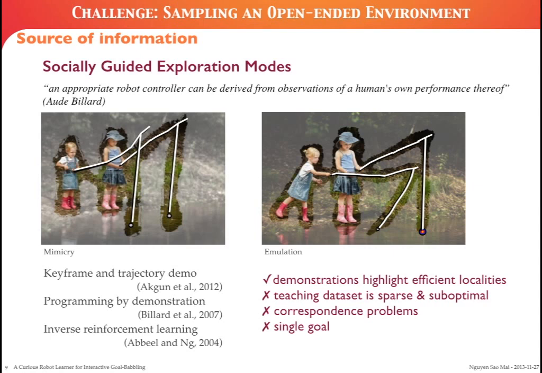Lastly, most of those methods for social guidance have been developed only to reach one single goal. So you teach to reach one point, and then you have to do again the whole process to try to generalize it to different goals.